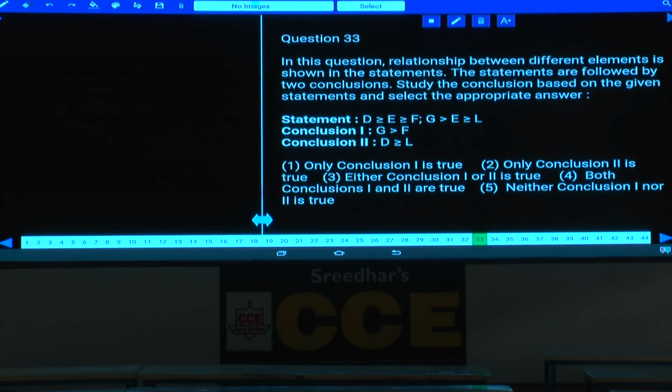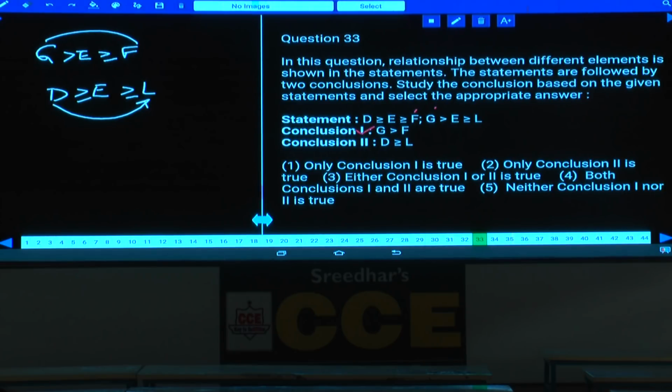Now, the relation between G and F. F is here and G is here. What is the letter which is common between these two? E is common. Now, G greater than E and E greater than or equals to F. Between G and F, G greater than F is definitely true. Then coming to the next one, D and L. D is here and L is here. D greater than or equals to E greater than or equals to L. Hence, between D and L, which symbol is common? Greater than or equals to is common. Hence, D greater than or equals to L is definitely true. Both the conclusions follow, that is given in choice 4.